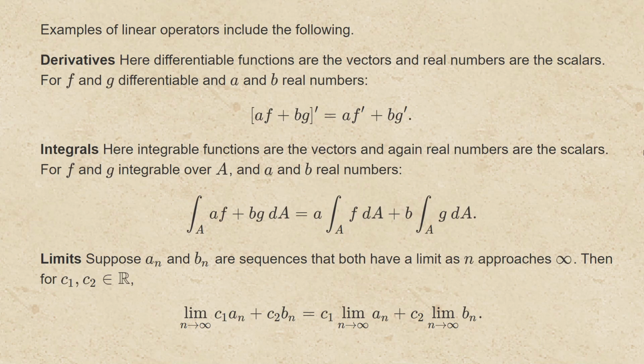A similar result holds with limits. Suppose that a sub n and b sub n are sequences that both have a limit as n approaches infinity. Then for any constants c1 and c2, the limit as n approaches infinity of c1 times a sub n plus c2 times b sub n equals c1 times the limit as n approaches infinity of a sub n plus c2 times the limit as n approaches infinity of b sub n.